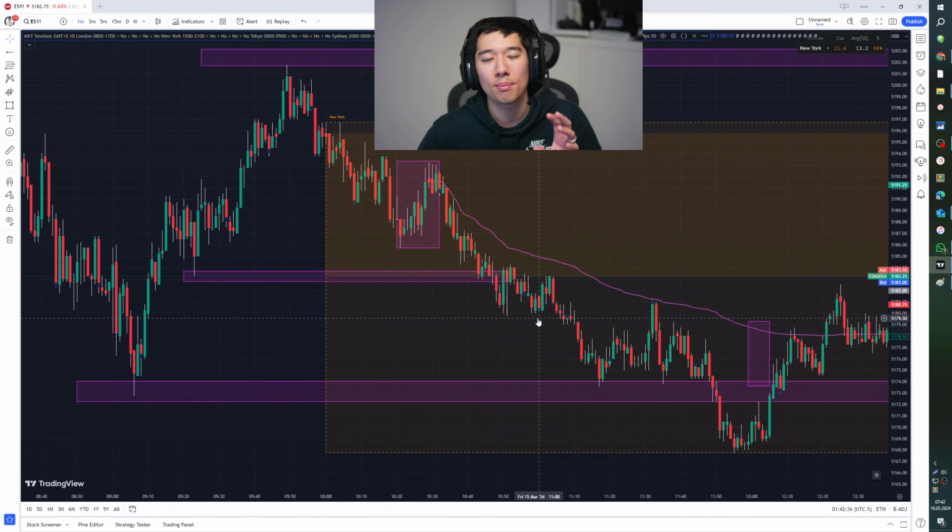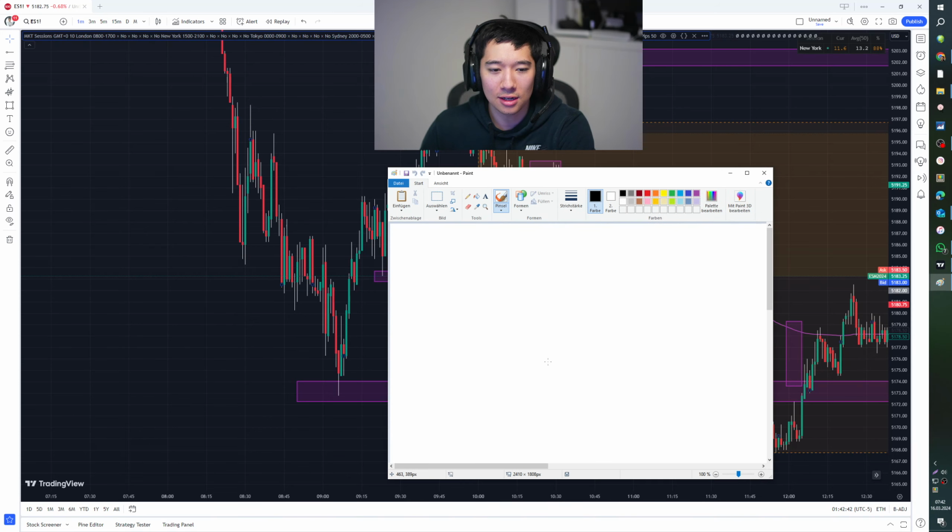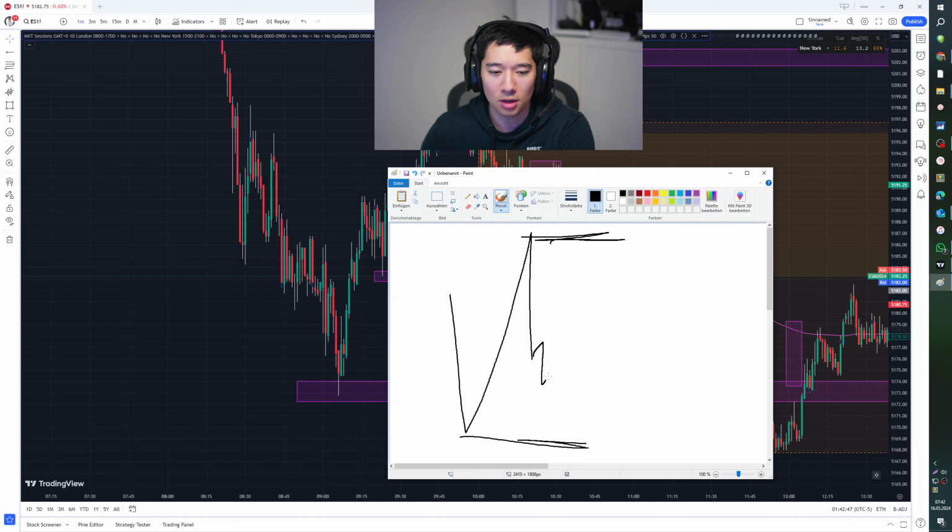So we identified now where price is attractive. The first one was the direction. I'm going to draw this for you in Paint. The first one was we identified where the market wants to go: bigger structure high, bigger structure low. We saw the market goes down.